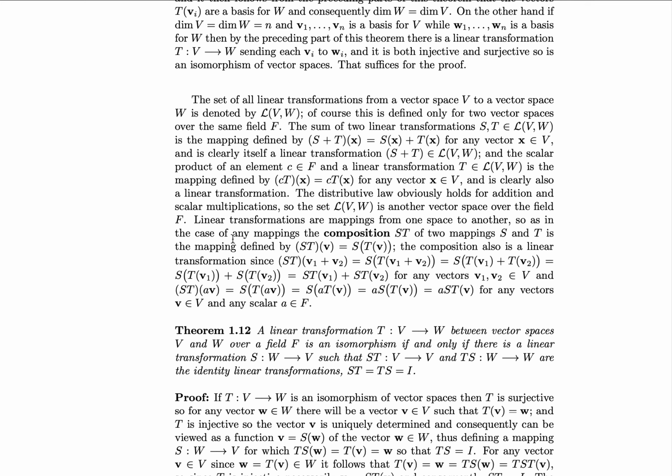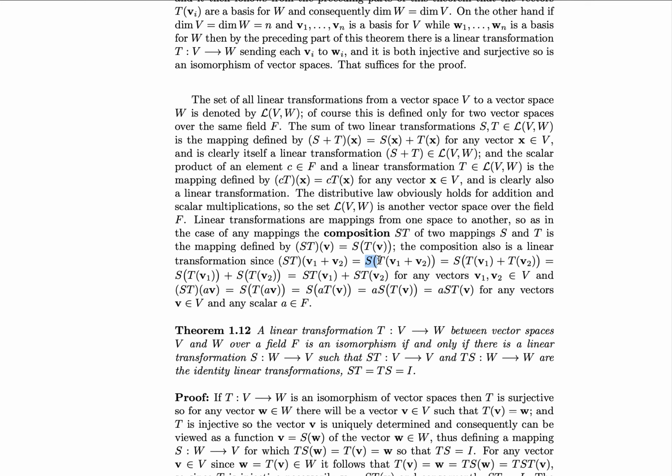Next, we'll note that linear transformations are mappings from one space to another. So, as in the case of any mappings, we can form a composition of those two mappings. We write this composition ST for two linear transformations, and it's defined as ST of V is equal to S of T of V. This composition is also a linear transformation because S of T of V1 plus V2.